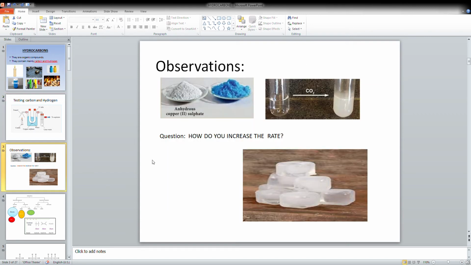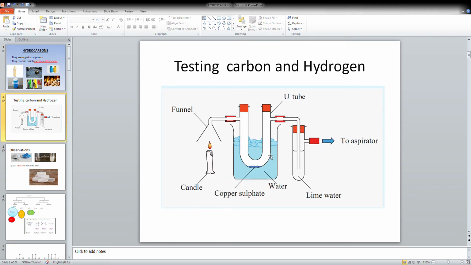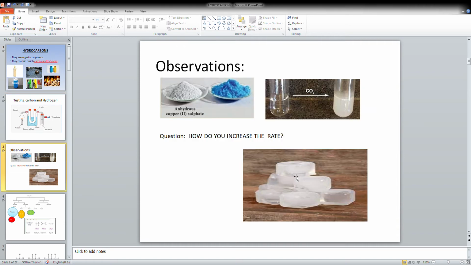Now I want to ask another question regarding this test. How do you increase the rate in this experiment? One way is already added, that is connecting the aspirator. We remove the air, so we can easily suck in the incoming gases. Another is the water bath. If you use a water bath with ice cubes, we can increase the rate, because ice is at a very low temperature and can easily absorb heat. Remember these are the two ways you can increase the rate in this test.